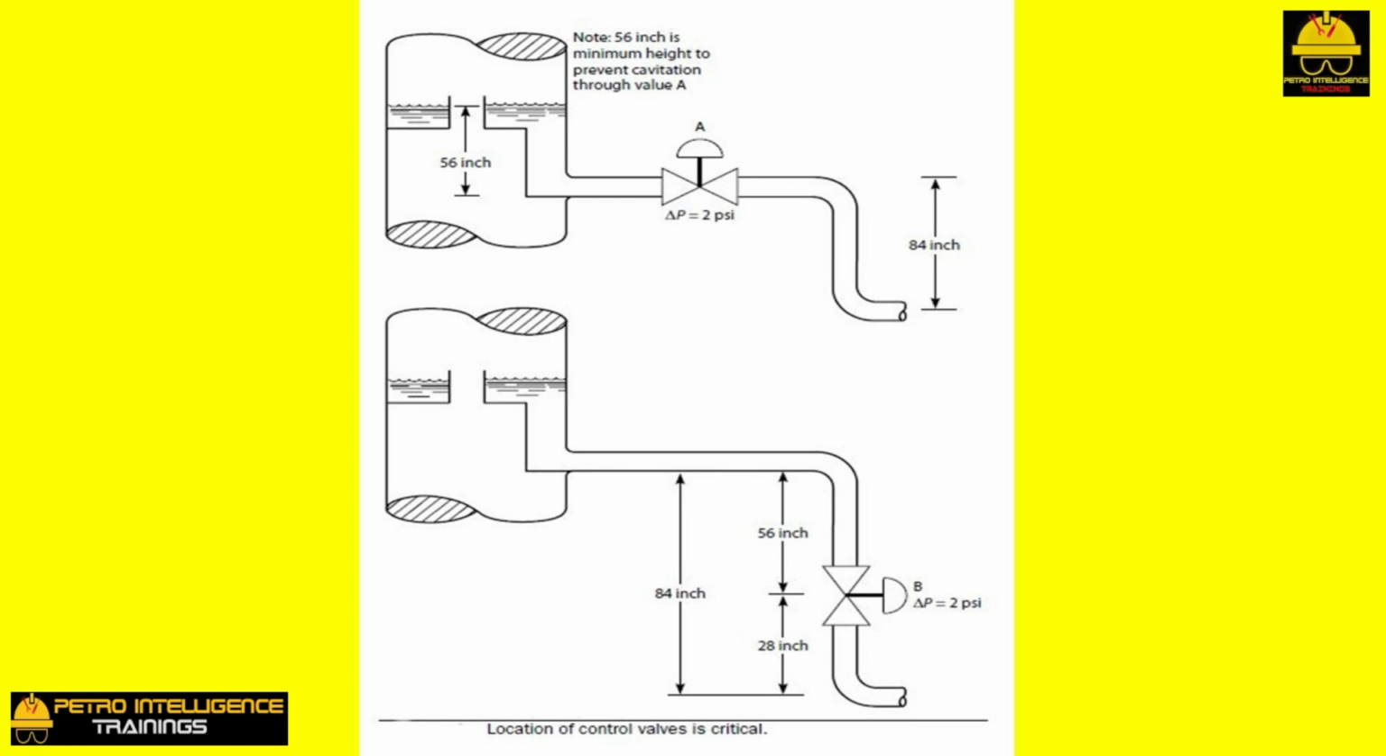Why? Referring to picture, the pressure head of water above control valve B is an extra 2 psi, or 56 inches of water. Thus, even if control valve B loses 2 psi of pressure, the water will not flash to steam. And this is true even when the sump is almost empty.